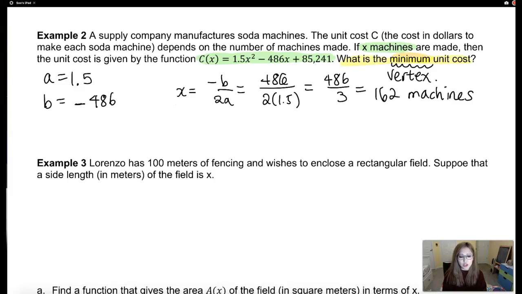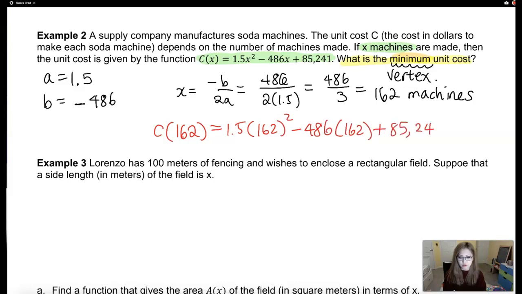So let us find the cost by plugging our X value into the cost function. We're going to plug it in this time because they were not asking for the number of soda machines. They were asking for the unit cost. That's why we have to plug in. Okay, so if I plug in, I will have 1.5 times 162 squared minus 486 times 162 plus 85,241.